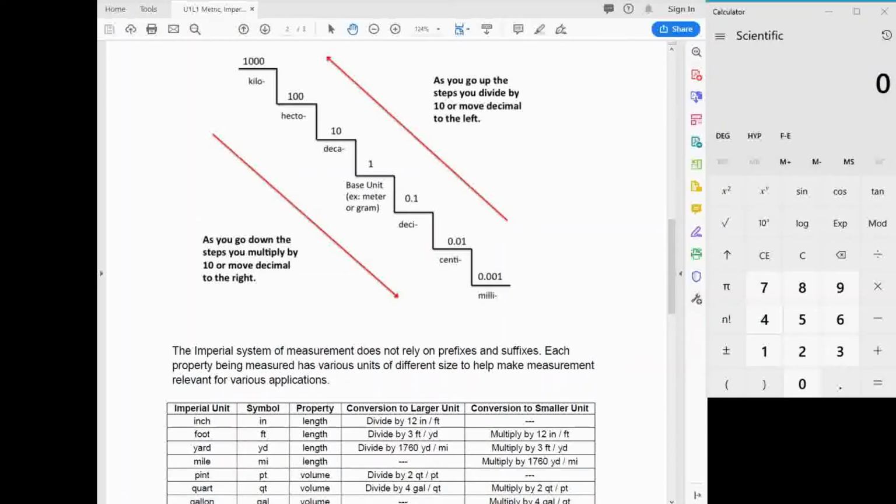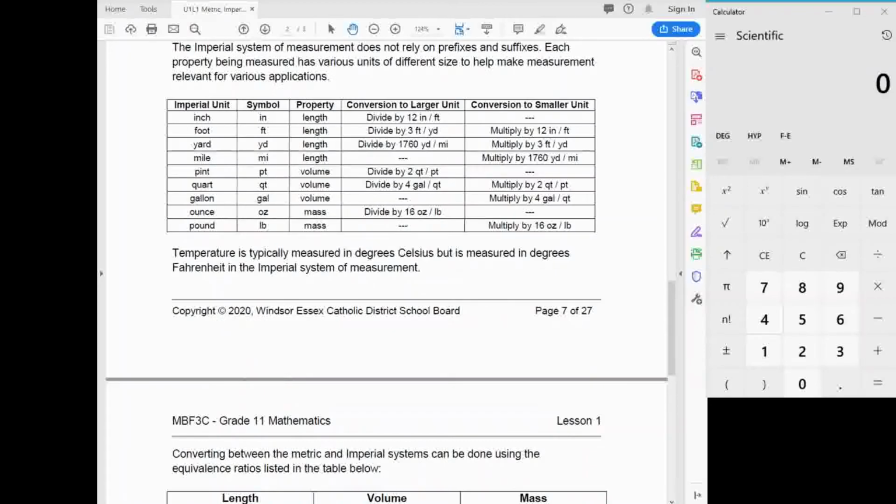Let's now talk about the imperial system of measurement. With the imperial system, it doesn't rely on prefixes or suffixes. It just has base units, and those units have different ratios to convert to each other unit. So what this table does, it tries to explain these.